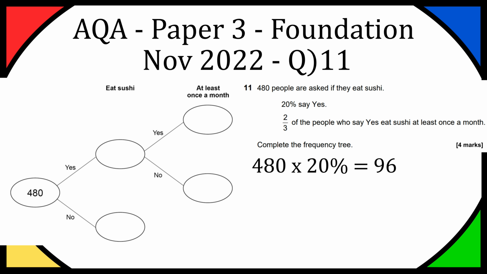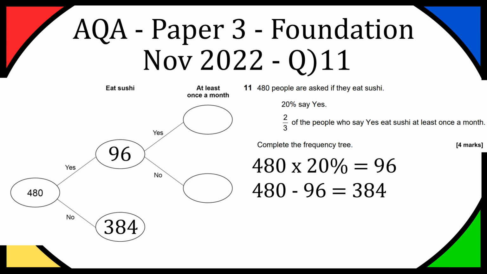So 20% said yes, that's 96, so we put 96 people in the yes column for the eating sushi. So 96 people said yes, so if we want to work out how many said no, it's just going to be the total amount of people minus 96. So 384 said no. You can see these as the remainder of people. If 96 said yes, and it's a yes or no question, the rest of them obviously said no. So 480 minus 96 is 384 people. Cool, hopefully that's all clear so far.